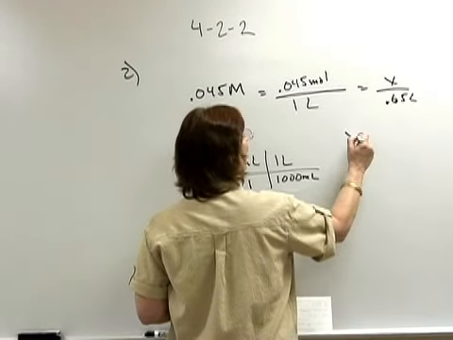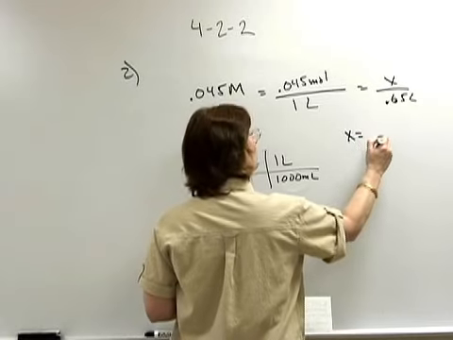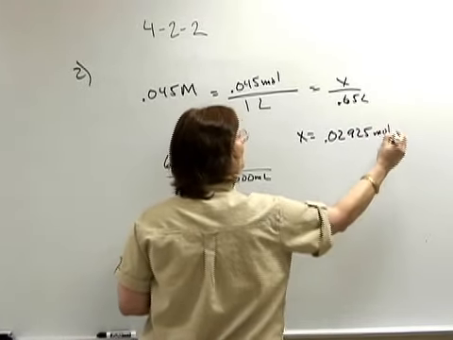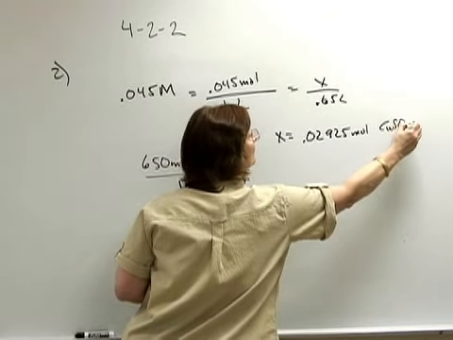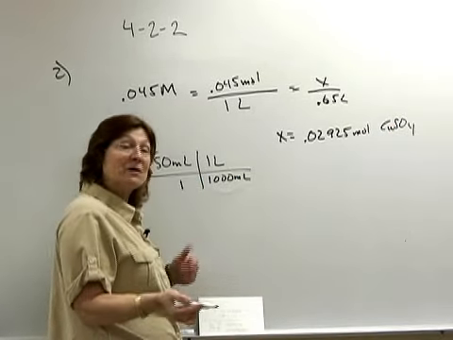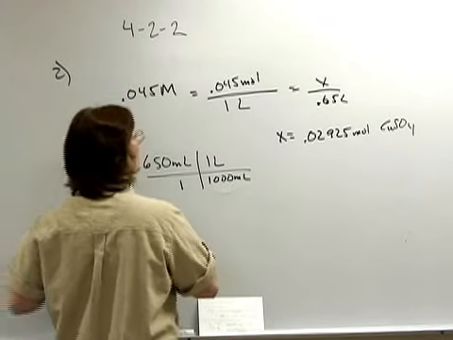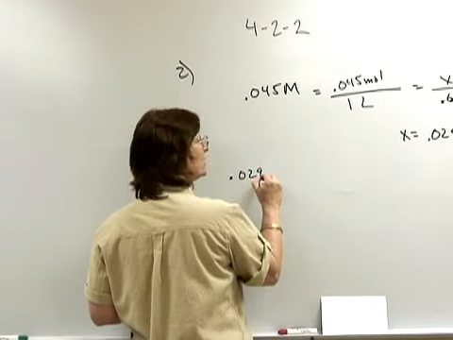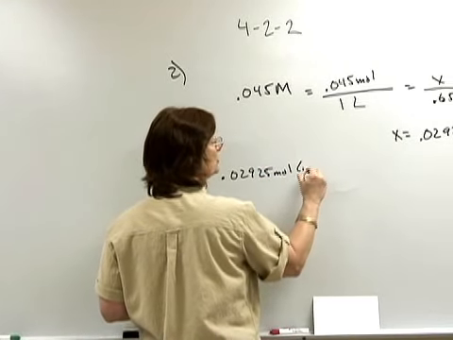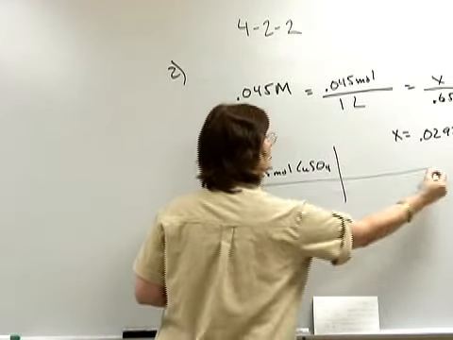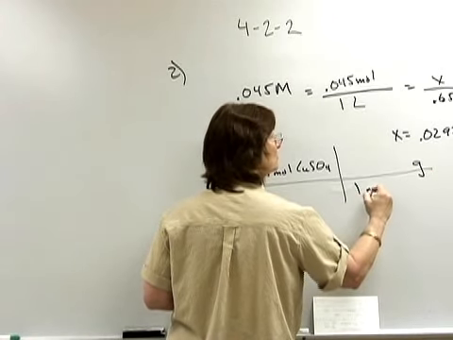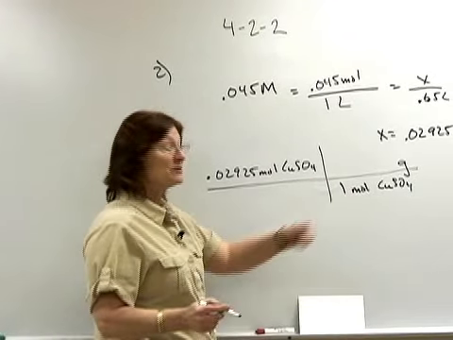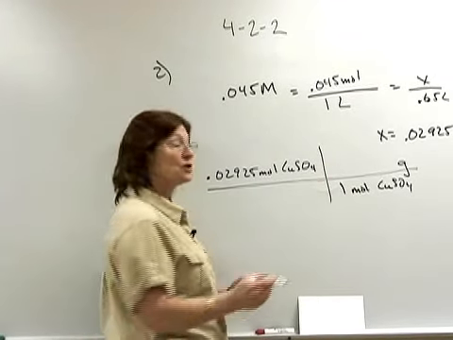Well, first of all, our X value here is equal to 0.02925 moles of the copper 2 sulfate. And then I change my moles to grams. Well, again, I have 0.02925 moles of copper 2 sulfate, and I'm going to change it to grams, and I want to cancel the moles. You'll remember that what we want to cancel must go in the bottom, and what I'm looking for must go in the top.